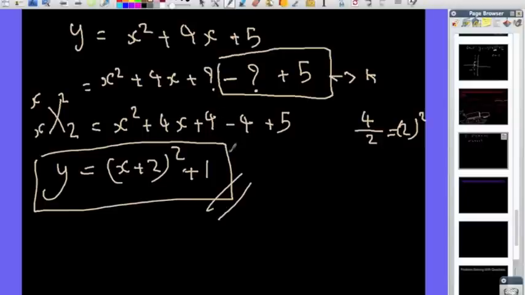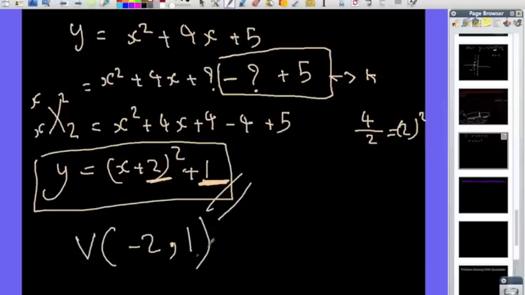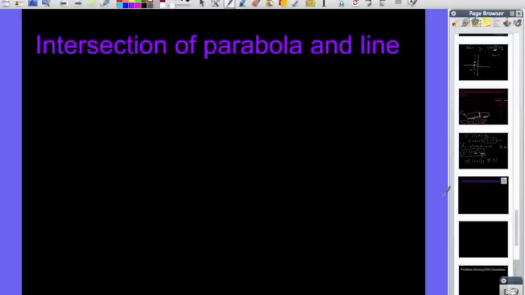And then if they ask you to find the y-intercept on vertex form, you know how to do it, right? Sorry, the y-intercept is not this; the vertex point is this. So the vertex is (-2, 1), and the y-intercept is 5. Why? Because if you replace x with 0, it would be 2 squared, which is 4, plus 1, so it's 5.